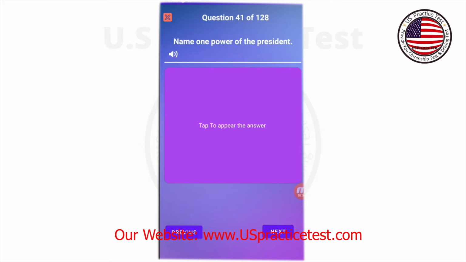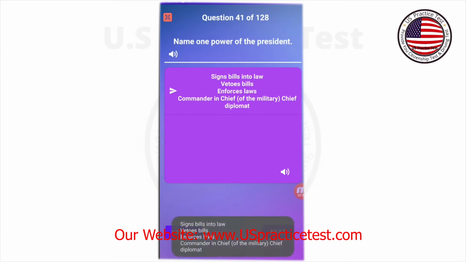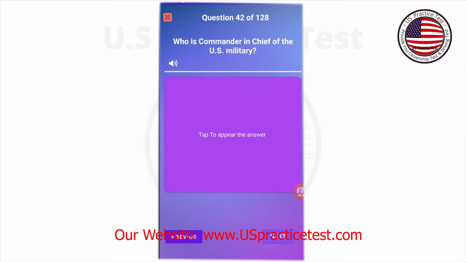Name one power of the President. Signs bills into law. Vetoes bills. Enforces laws. Commander-in-Chief of the military, Chief Diplomat. Who is Commander-in-Chief of the U.S. military? The President of the United States.